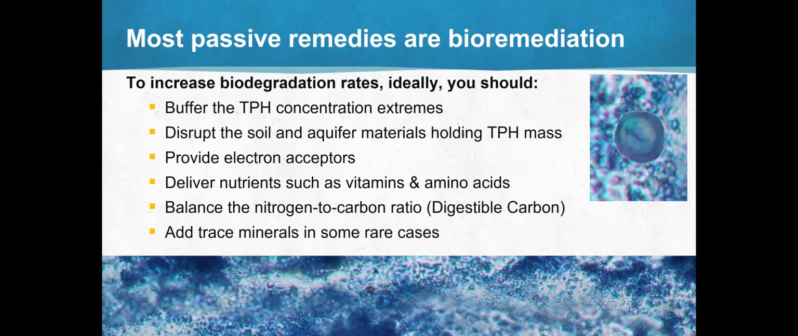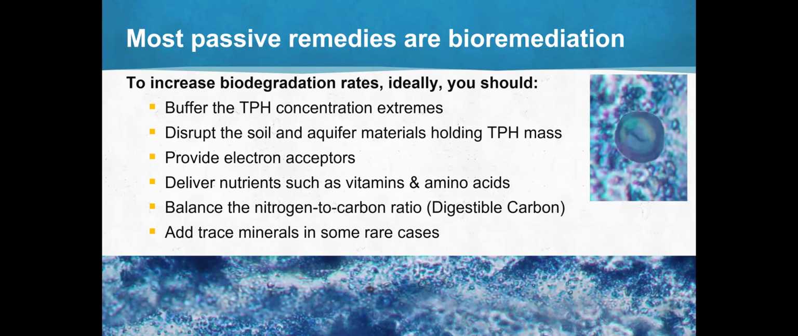You also need to disrupt the soil and aquifer materials. So that which is absorbed to the soil, if you're going to get it off the soil, you have to attempt some sort of active means. You need to provide electron acceptors. If you have contamination that is high enough to be of a concerning level, in all likelihood, you have an anaerobic environment. If you're going to biodegrade in an anaerobic environment, you need to respire with some kind of electron acceptor.